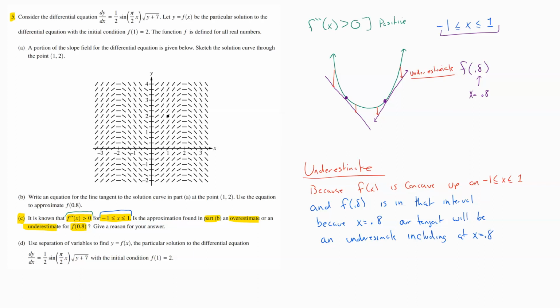And so pretty simple, pretty straightforward. It's this connection between concavity and tangent lines that they're really wanting you to make. And so from there, it's just one point. I might even draw out that picture and then let them know that what you're looking at is an underestimate at that specific point.